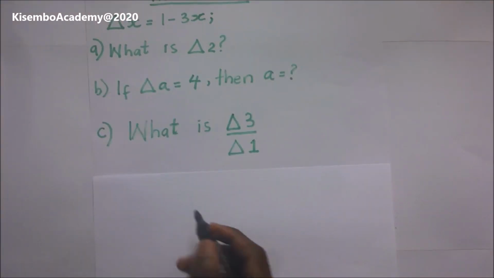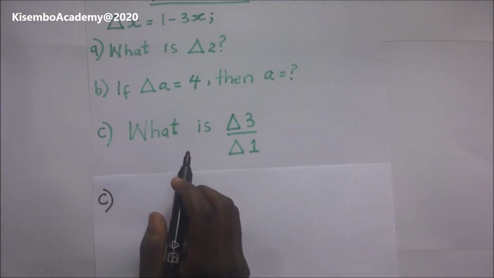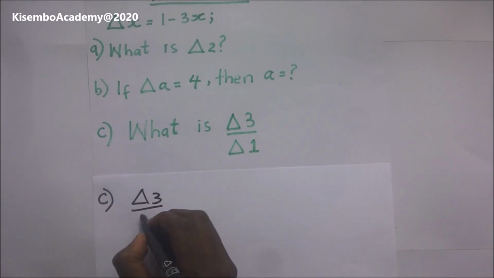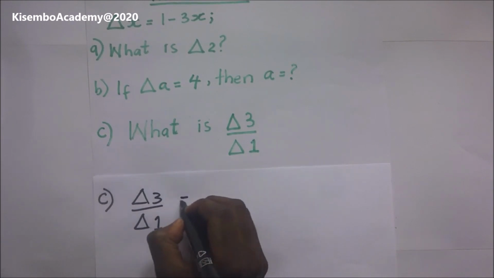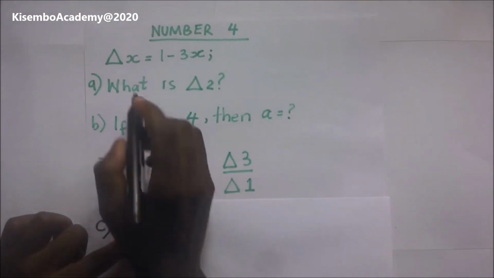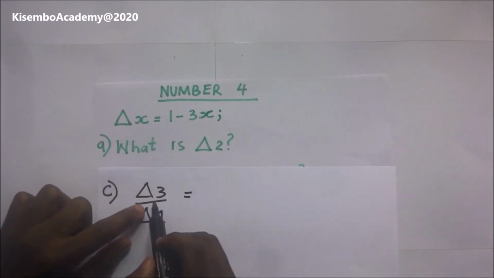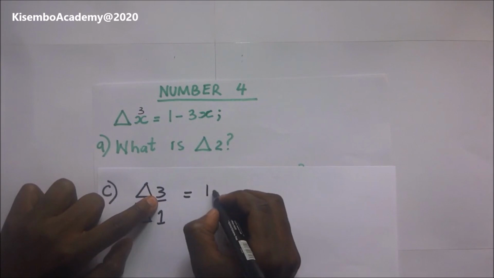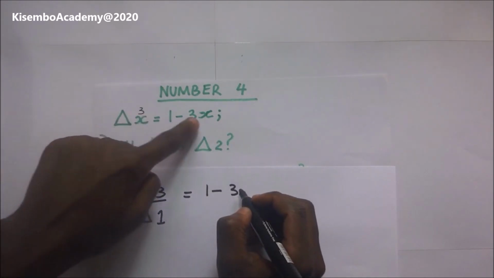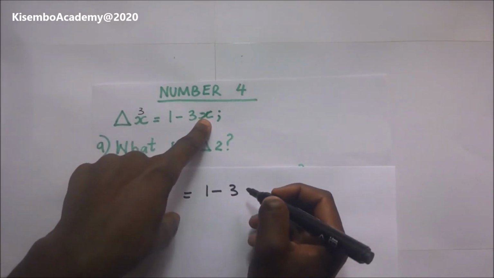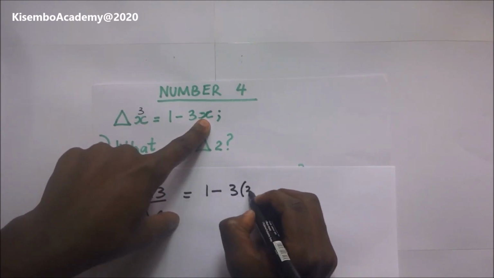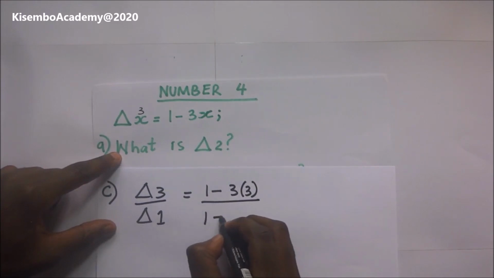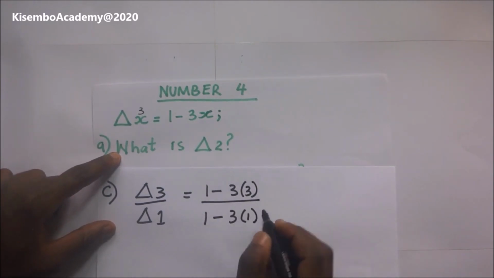So let's go on to part C. We're being told, what is delta 3 over delta 1? For delta 3, our value of x has become 3, so we substitute 3 here, and this becomes 1 minus 3 times 3. Divide all that by delta 1. This becomes 1 minus 3 times 1, like that.